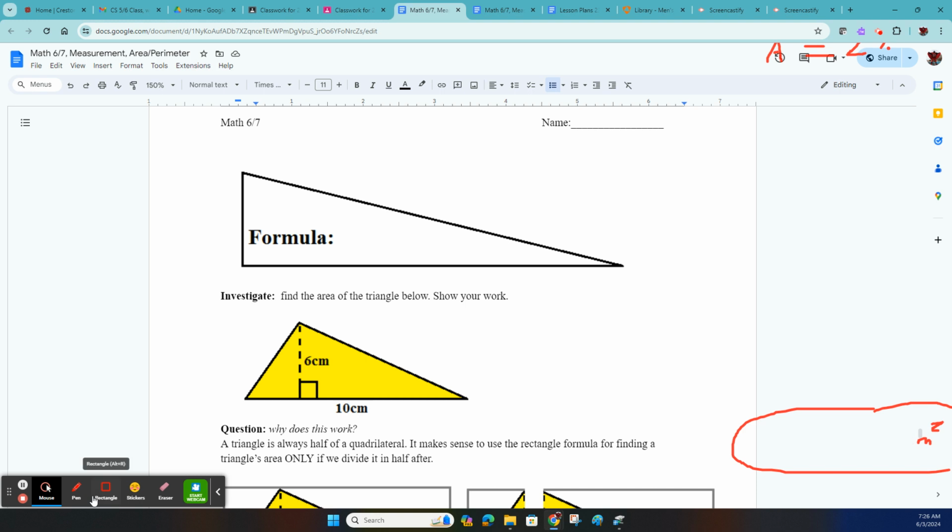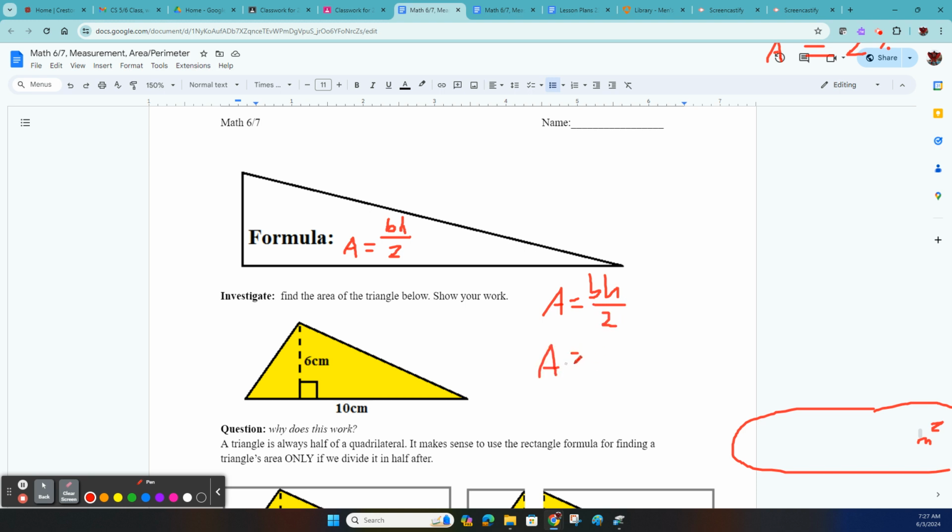So your formula is area is equal to, and you're going to write this down in your notes too, of course, just so you have something good to study. Area is equal to base times height divided by 2. Let's do another example here. This guy here, find the area. Well, start with your formula. Area is equal to base times height divided by 2.